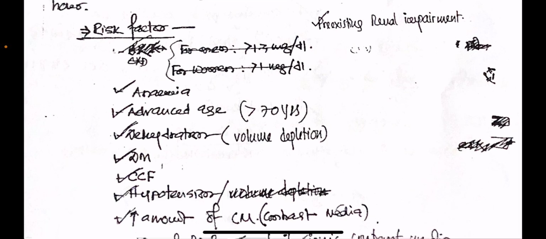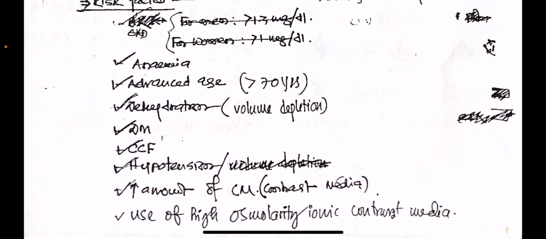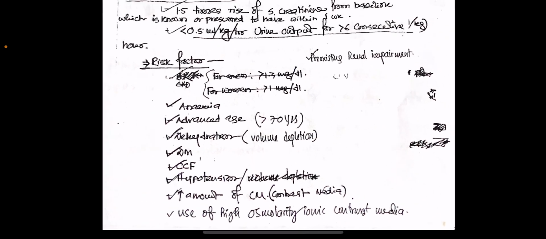Now, what are the risk factors? One is pre-existing renal impairment, anemia, advanced age, that is more than 70 years, dehydration, volume depletion, diabetes mellitus, CCF, hypotension, increased amount of contrast media, and use of high osmolality ionic contrast media.